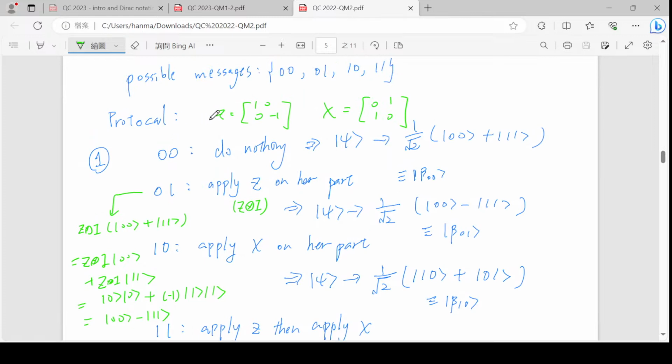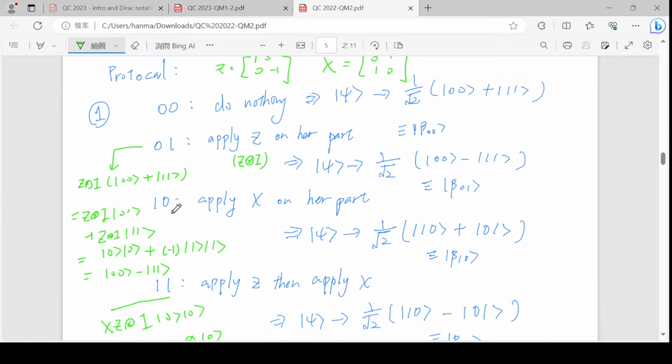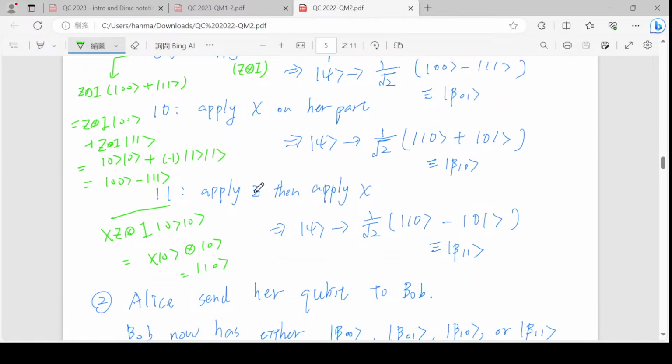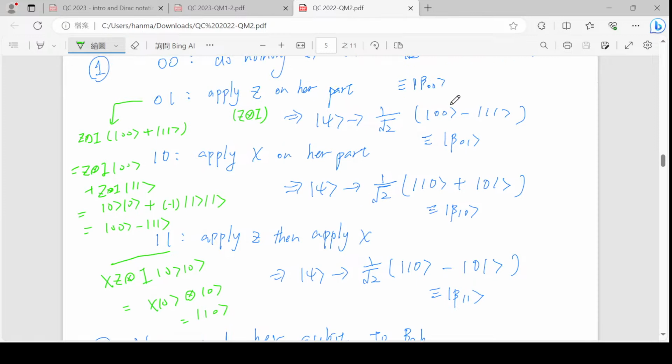And finally, if Alice's message is 10, then she applies X on her part. And if her message is 11, then she applies Z, then applies X. The ordering is a little important, but anyway. She applies Z, then applies X. So applying Z becomes this thing, then applying X flips 0 to 1 and 1 to 0, so it becomes this 10 minus 01 state.